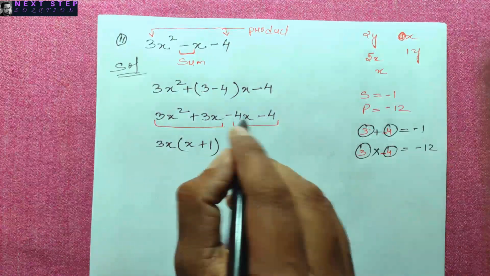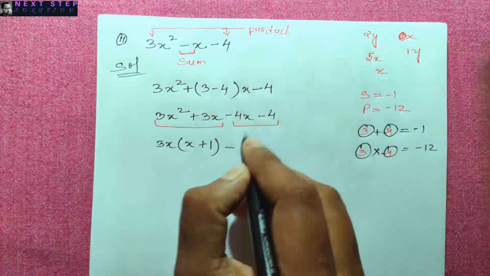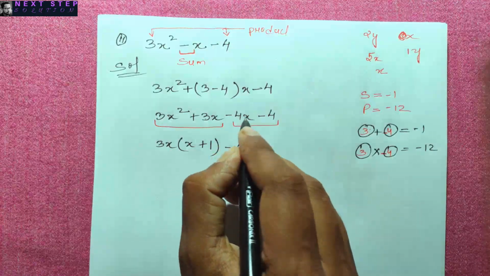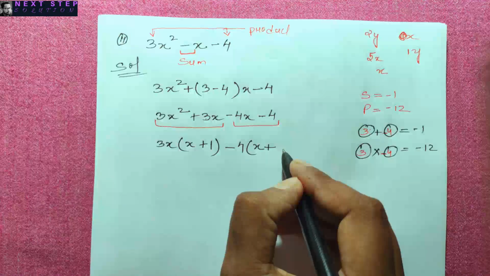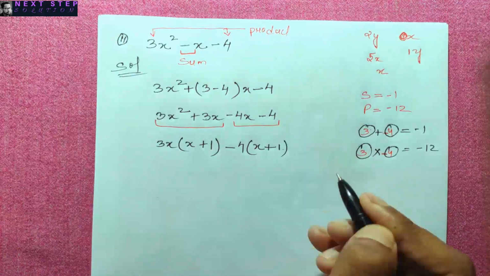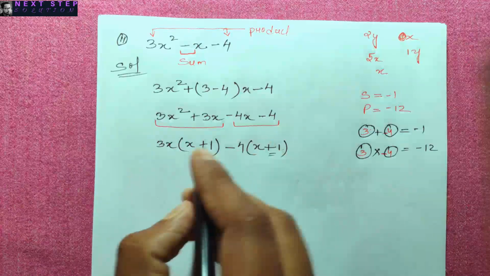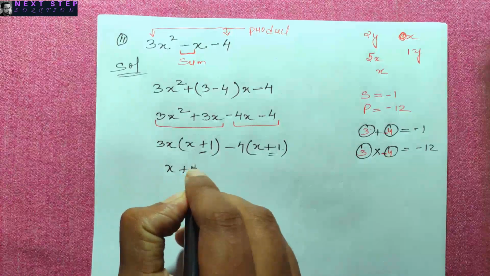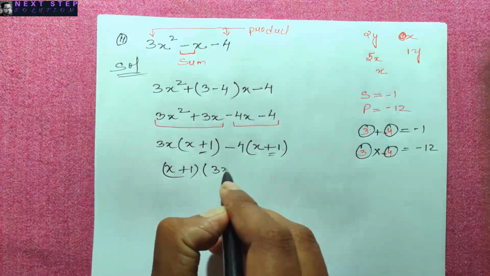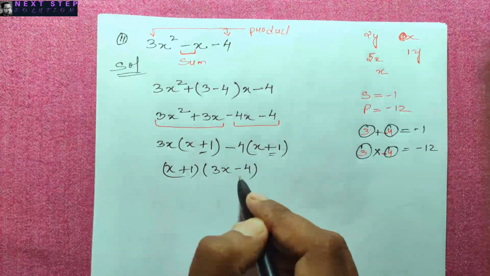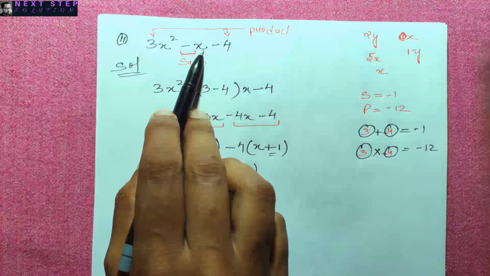Now among these two, what is common? We have minus common in both of them and 4 common in both of them. Minus and 4 taken out, what is left? X. Minus already taken out, so no more minus. 4 into what gives you 4? 1. Now inside the bracket there should be the same expression, which is the same here. So we can write it as x plus 1 in one bracket, and then the outside thing we will put in another bracket, which is 3x minus 4. This is the factorized form of 3x square minus x minus 4.